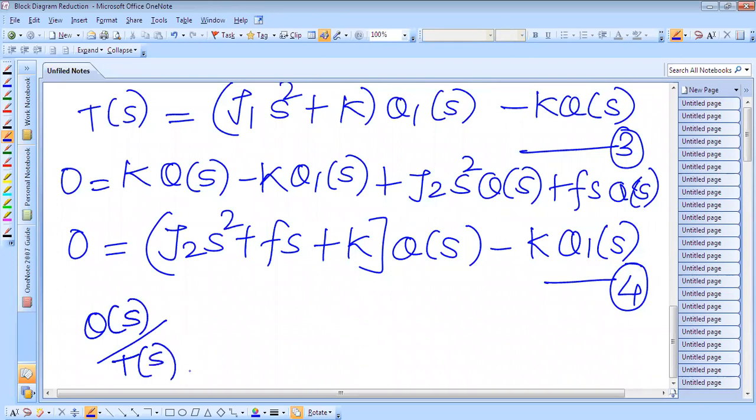Now we have to write T of S from equation number 3, and equation number 4 we can see here. Now we have to find the value of theta 1 of S, and that theta 1 of S we have to put into equation number 3. So from this we can find theta 1 of S.